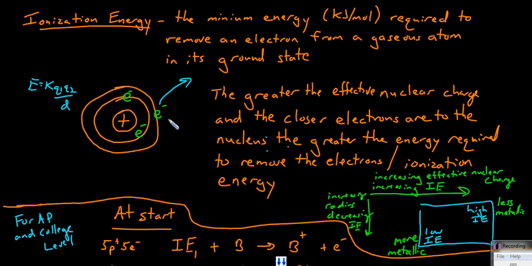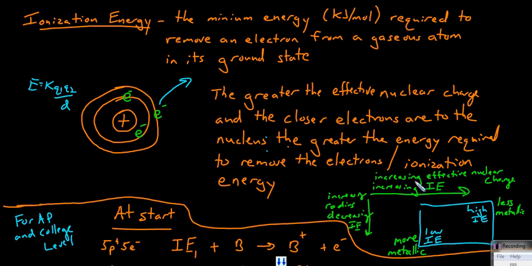But another factor that affects ionization energy is the effective nuclear charge. Now, this electron is attracted to the protons in the nucleus. The more protons there are, the more attracted it is, and therefore the more energy required to remove that electron. But there's also some repulsion between this electron and some inner or core electrons. So the effective nuclear charge is the attraction to the nucleus minus the repulsion from those inner or core electrons.